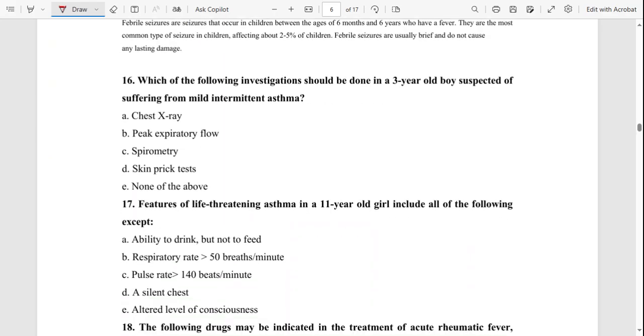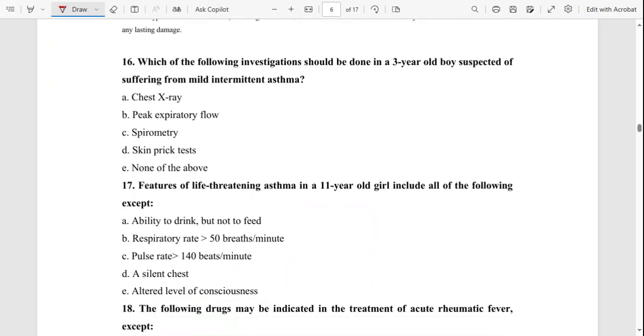Number 16. Which of the following investigations should be done in a 3-year-old boy suspected of suffering from mild intermittent asthma? Chest X-ray, peak flow.